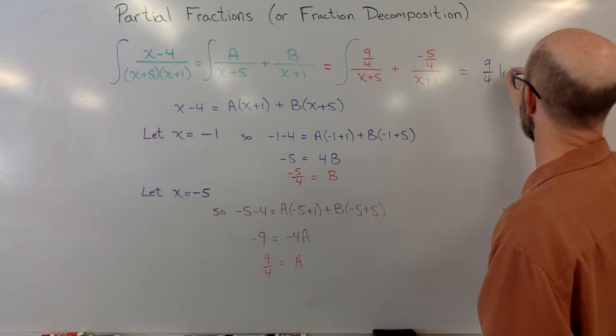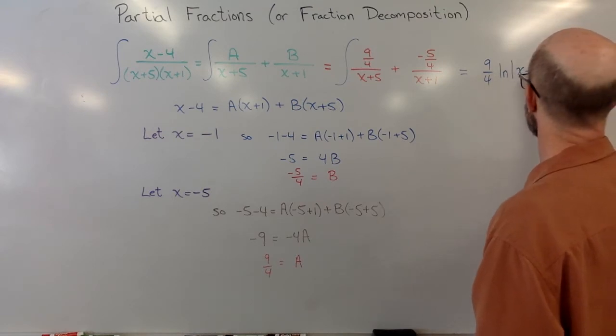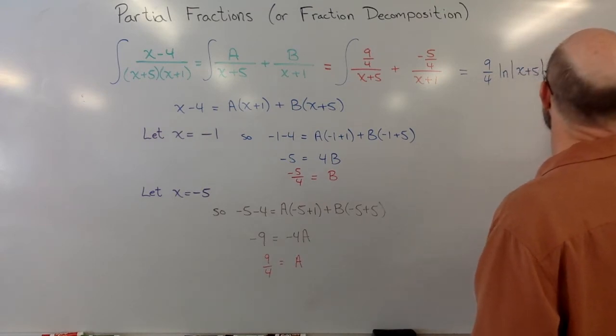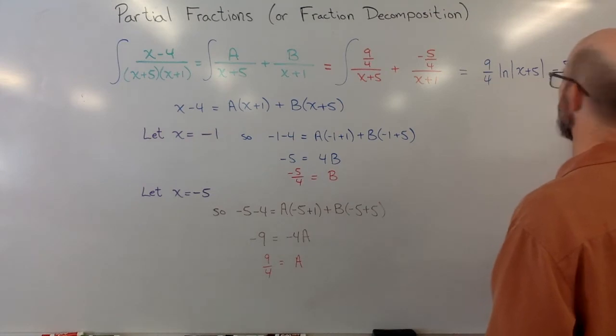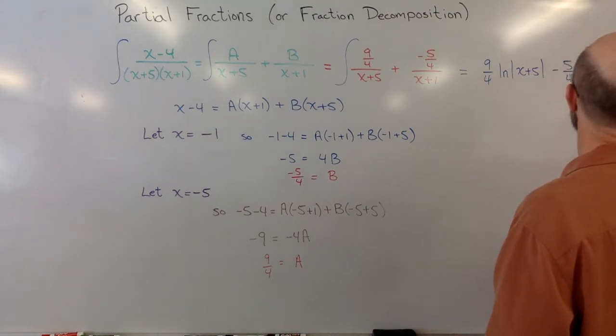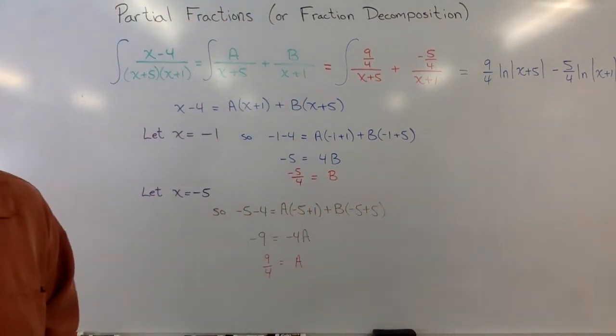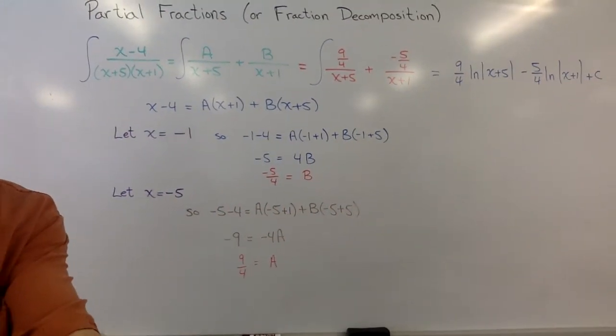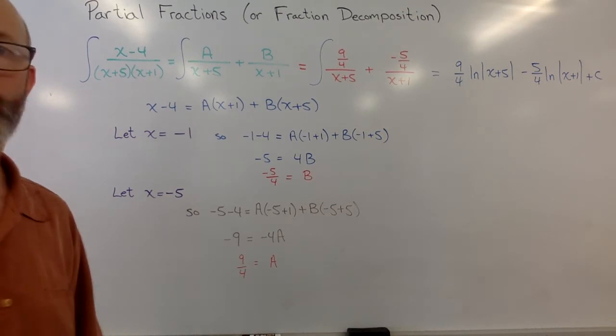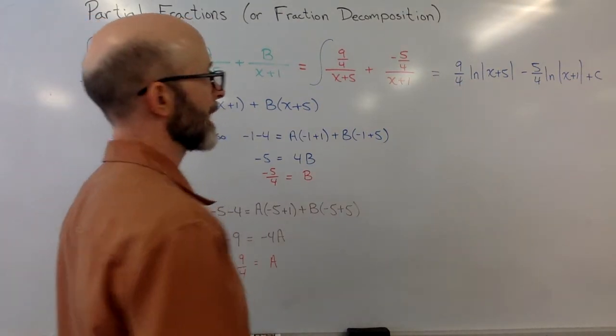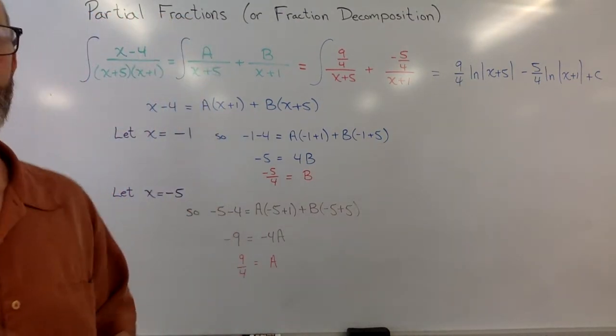I have a coefficient of 9/4. The rest is just a plain log. I have a coefficient of 5/4. The rest is just a log. Whoops, lost the plus c on the end there. I guess you could see it if I go like that. So that's much easier. And that's partial fractions.